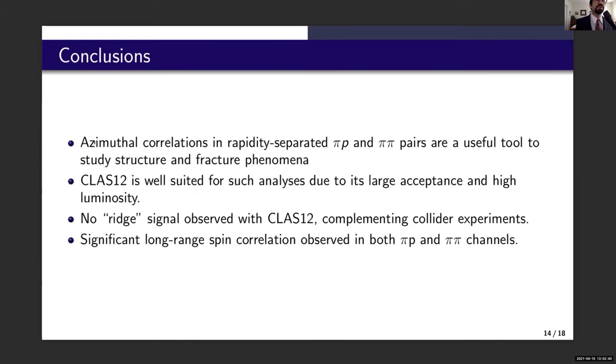So in conclusion, the azimuthal correlations in rapidity separated pi P and pi pi pairs are a useful tool to study structure and fragmentation phenomena. CLAS12 is well suited for such analyses due to its large acceptance and high luminosity. No ridge signal was observed with CLAS12, which complements the collider experiments. And we see significant long-range spin correlation in both pion proton and pion pion channels.